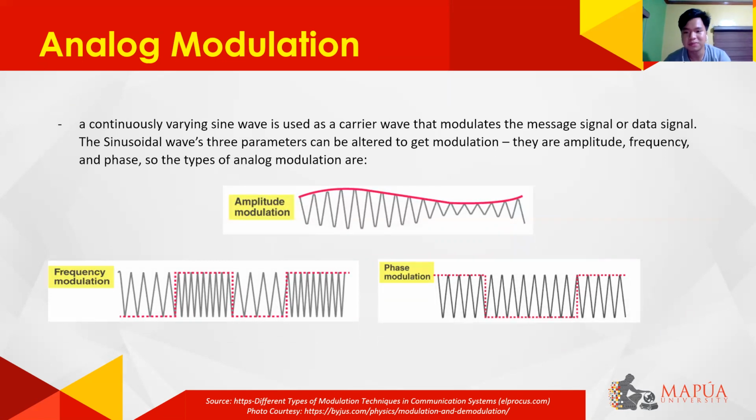And we also have the phase modulation, where the phase is altered while the amplitude of the wave and the frequency of the wave remain the same. In this picture, the phase modulation is not quite evident. The change is not visually visible, but in the later discussion we will be able to see it more clearly.